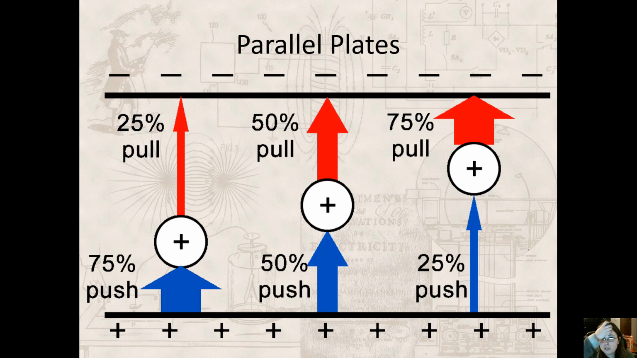Okay, so then we can talk about parallel plates. At the bottom there are the positives, and at the top there are negatives. There's like a 75% push up here and 25% pull over here, then 50 and 50, and then 75 and 25. You won't ever be tested on the percentages, but it gives an idea of what happens. The positive particle is pushed away right here, and then up here it's pulled into the negative plate.